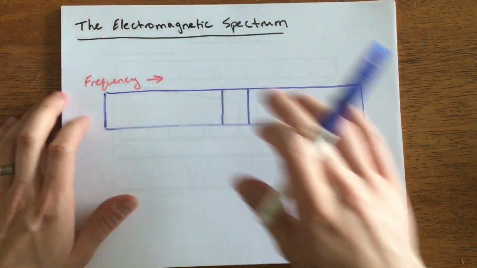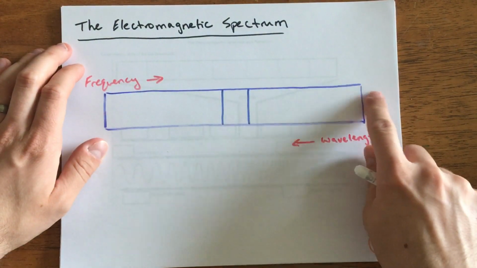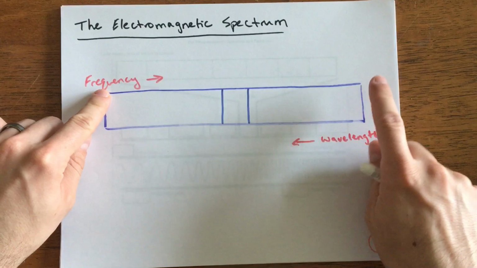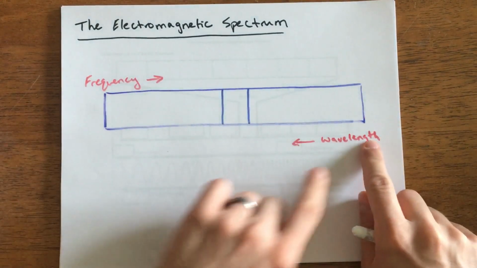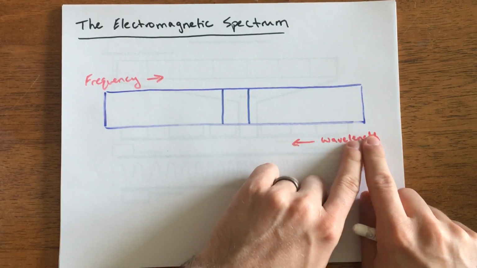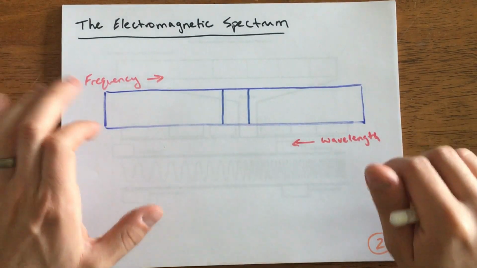The frequency in our diagram is going to go from low to high. So we're low on the left and we're high on the right, which is why my arrow is pointing this way. So we're increasing the frequency. And the wavelength is going to increase from right to left. So here we have very small wavelength. Over here we have very long wavelength.